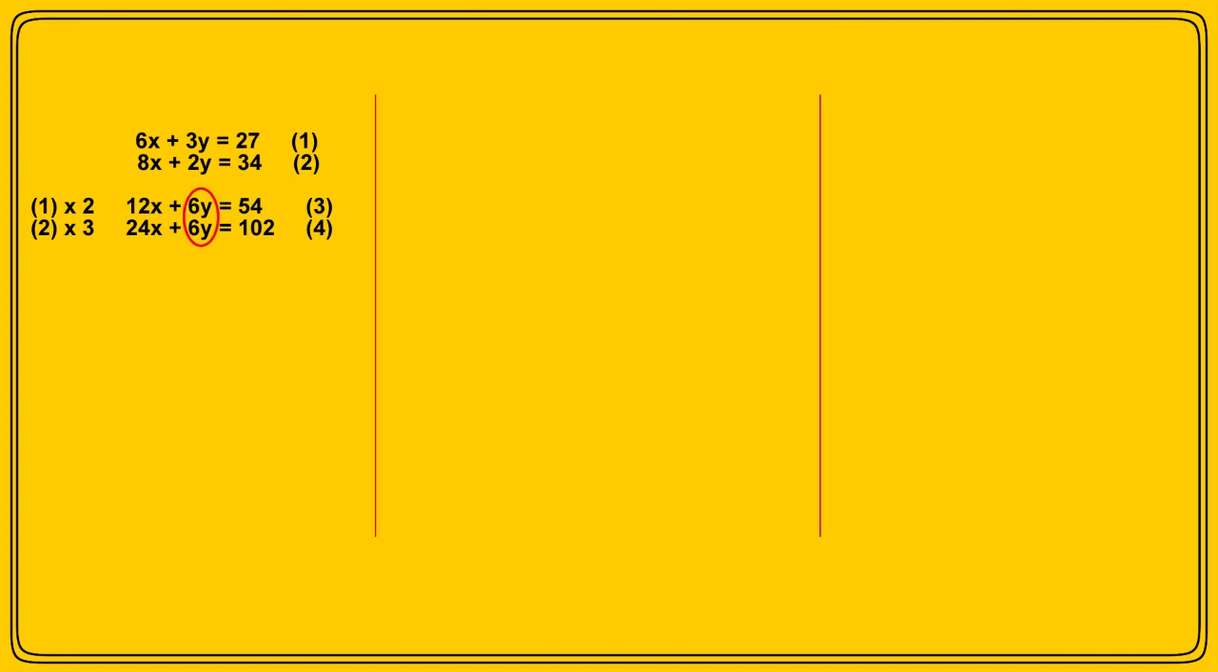So now we can subtract the two equations, but should we subtract equation 3 from equation 4, or should we subtract equation 4 from equation 3? Well, we notice that if we subtract equation 4 from equation 3, we will get negative 12x, and that involves a negative coefficient, which is harder to deal with. So we'll subtract equation 3 from equation 4.